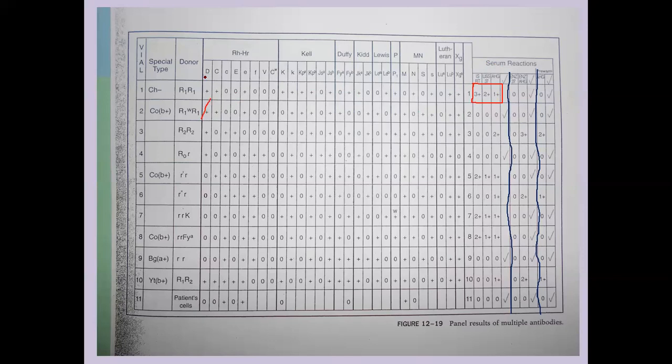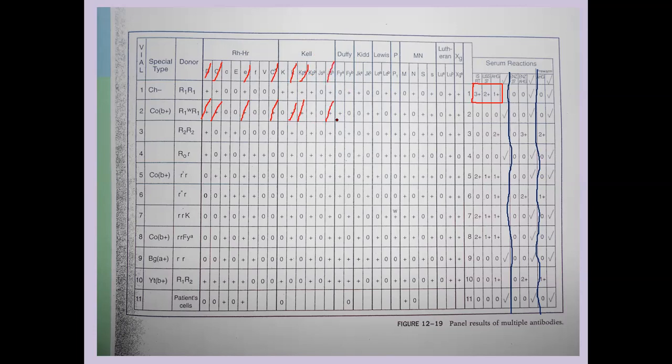So we're going to get rid of big D, big C, no little c, no big E. We can get rid of little e. Nothing with Fy b. We can get rid of that Cw, that low frequency antigen. We're going to get rid of Kp a only because it's a low frequency antigen and Kell doesn't usually show dosage, so we're going to do that. We'll skip the Kp b.